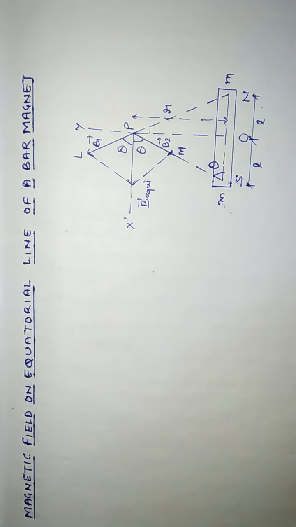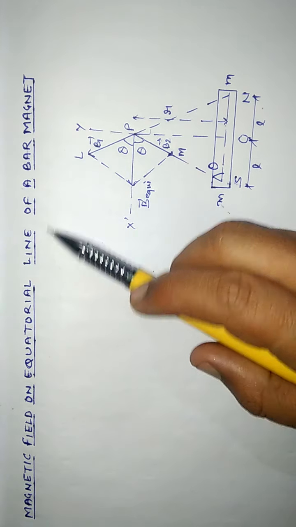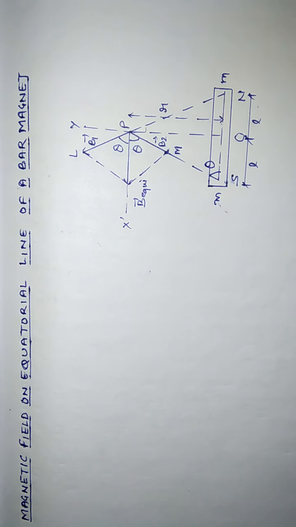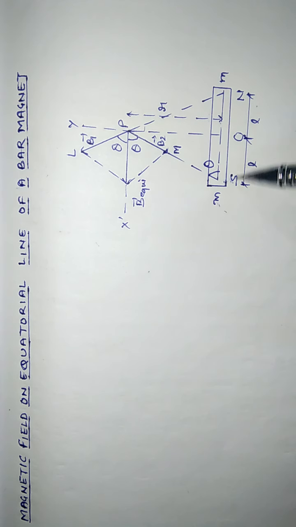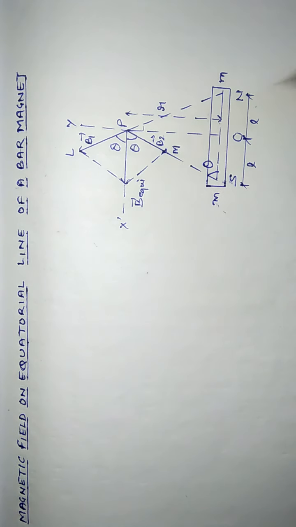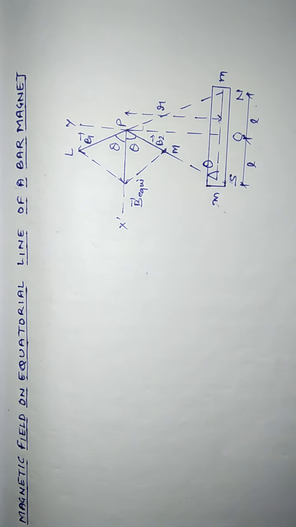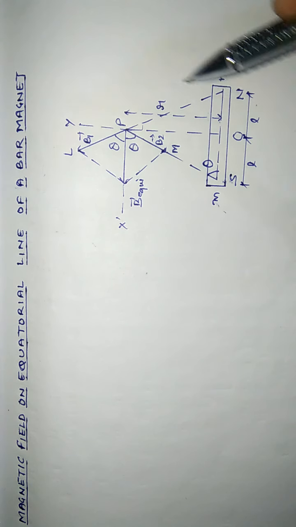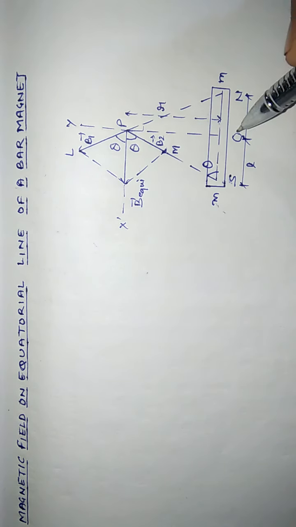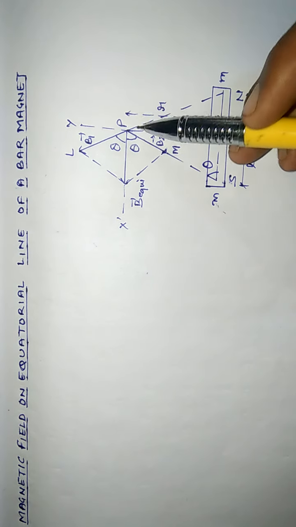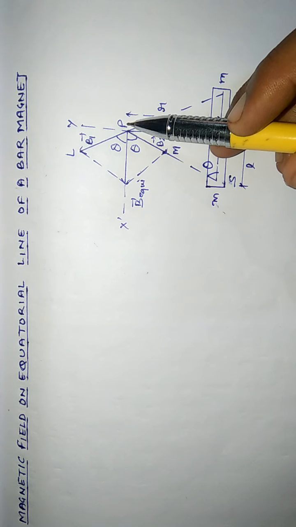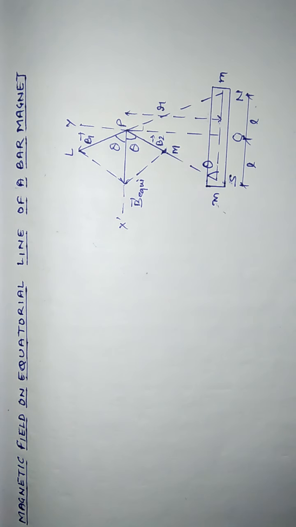Today I am going to discuss the magnetic field on the equatorial line of a bar magnet, for which I have made a diagram here, in which there is a magnet having the pole strength small m, and a point P is situated at r distance from the center of this magnet on the equatorial line, for which we have to calculate the magnetic field due to this bar magnet.